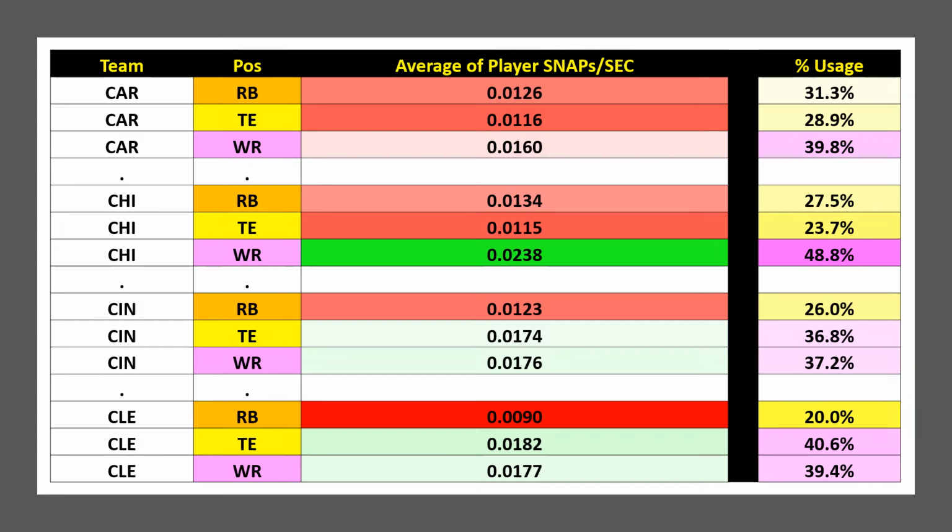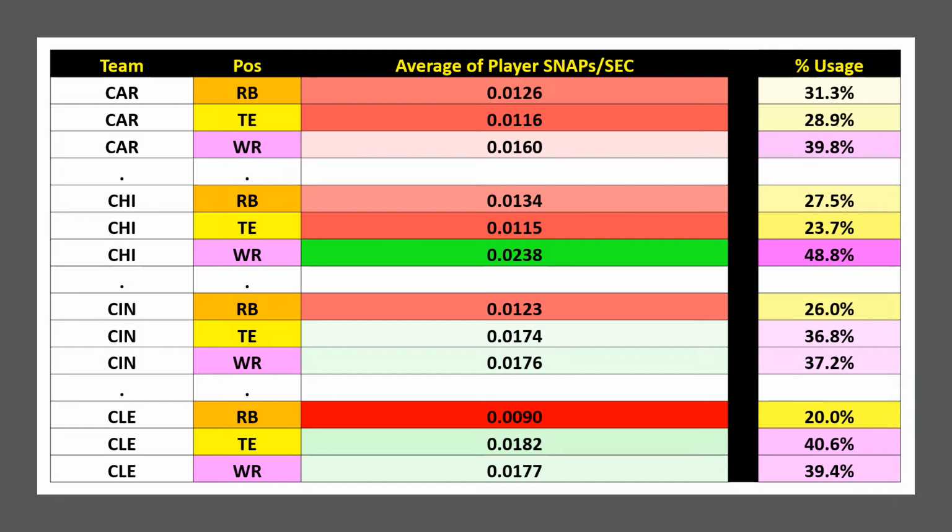Carolina, Chicago, Cincinnati, Cleveland. Let's see what's going on here. Carolina is still doing some good passing. Their running backs with CMC's okay, but it's not so skewed. Chicago's having issues. Tight end issues, 23%. Ooh, that's bad. Running back, concerned on Montgomery, folks.